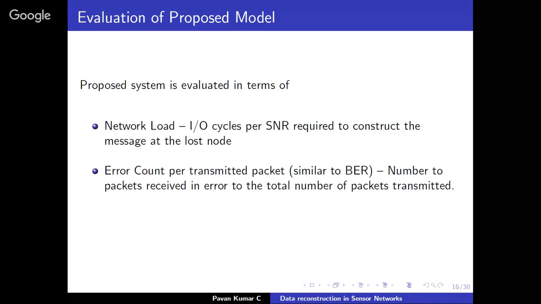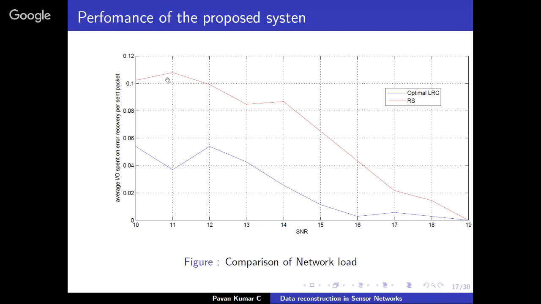So we have evaluated with the following two metrics. One is the network load, the other is the error count per transmitted packet. Network load is the IO cycles per SNR required to construct the message at the last node. Error count is the number of packets received in error to the total number of packets transmitted. It is similar to the bit error rate in the case of physical layer communication. So this is the performance graph.